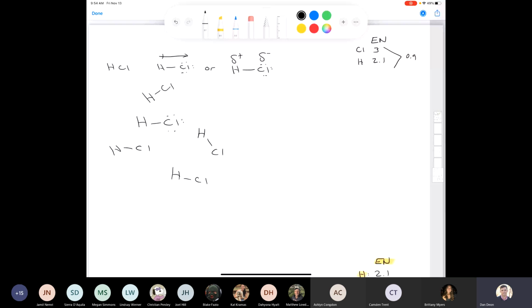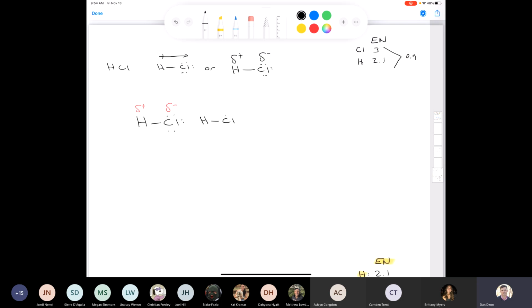But how random will it be? How random will it really be? If you're like, what do you mean by that? How random will it be? Well, let's think about it. If I have a delta minus on my chlorine and a delta positive over here, doesn't it make sense that if another HCl molecule is in the vicinity, it would kind of align itself like this?